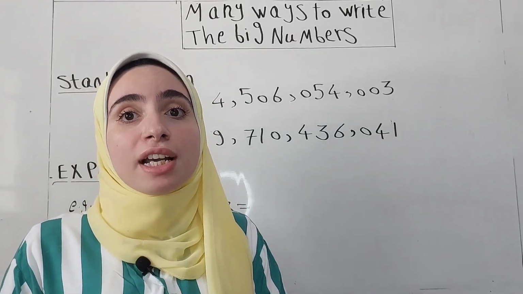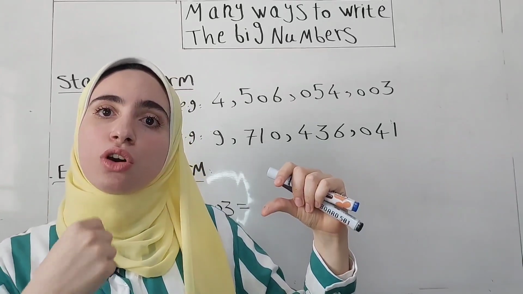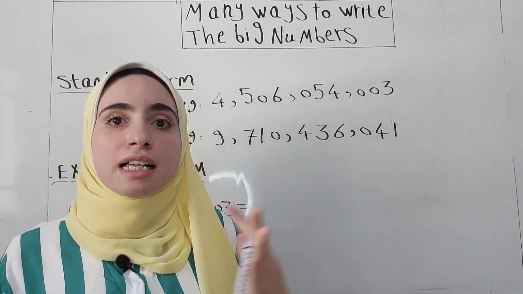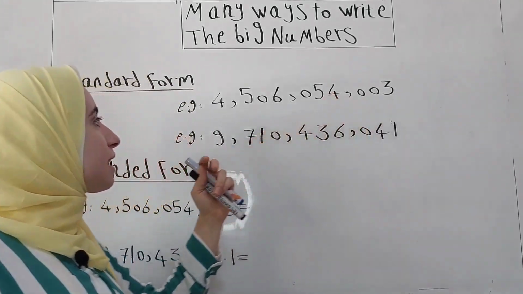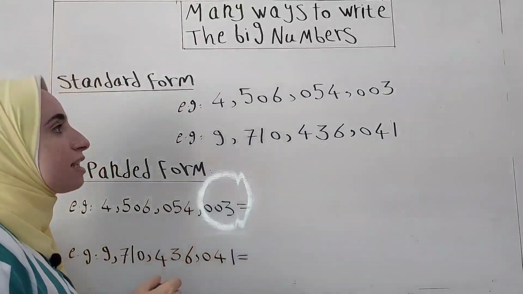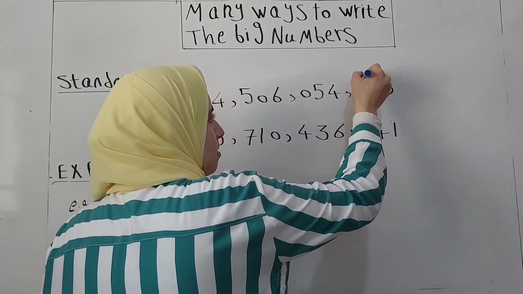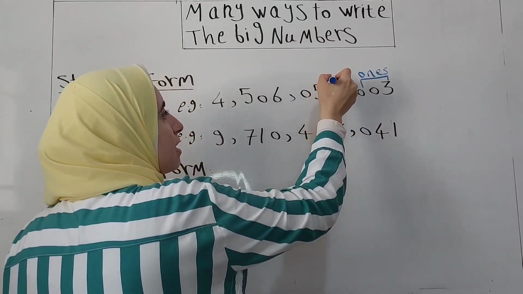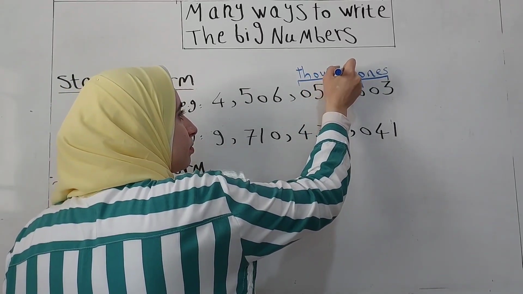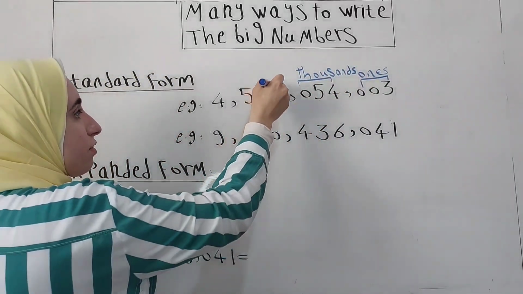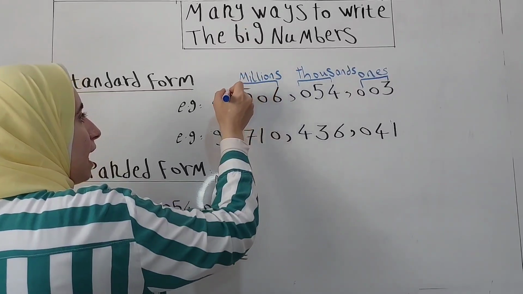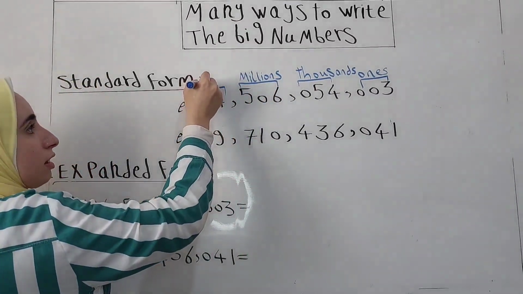In standard form, we write the number as it is and use commas to separate each 3-digit group, from the right going to the left. Let's take a given example. Now, we have 4 families. The first family is called ones, the second family is called thousands, the third family is called millions, and the fourth, or the biggest family, is called billions.